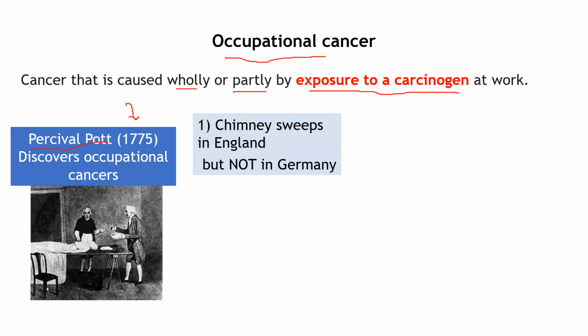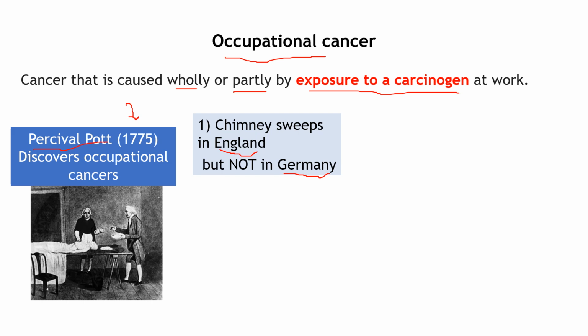And what was interesting is that in England, the chimney sweeps, around 30 years, start developing cancer. However, in Germany, they don't. And I wonder, think about what could be the difference between these two groups of people, in England and in Germany. What was the difference, that one of them developed cancer while the other one didn't?